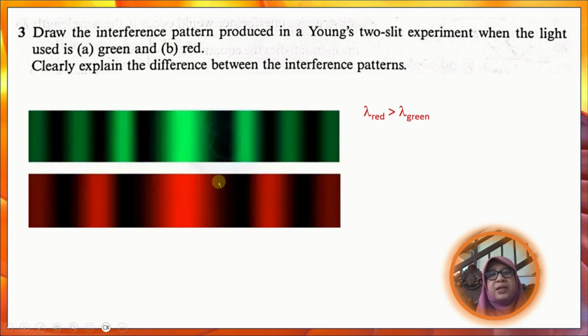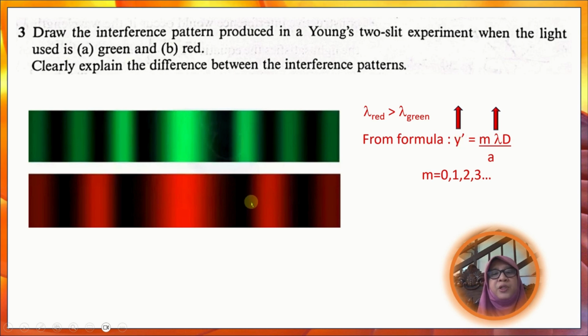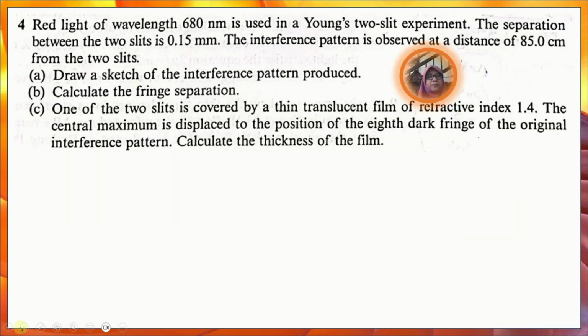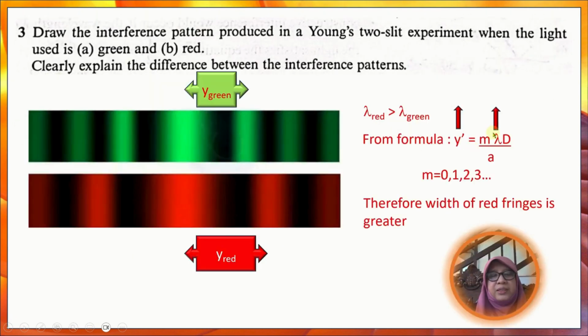You can see here, we know that the wavelength of red light is larger than the wavelength of green light. From the formula, y equals m lambda D over a, when lambda increases, y also increases. y is the separation between the fringes. So you can see here the width of the red fringe is greater compared to the width of the green fringe. So this is the answer.